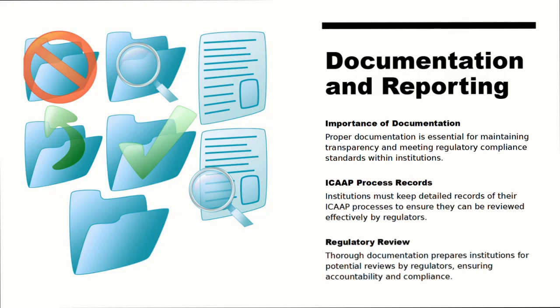Documentation and reporting. Importance of documentation. Proper documentation is essential for maintaining transparency and meeting regulatory compliance standards within institutions. ICAAP process records. Institutions must keep detailed records of their ICAAP processes to ensure they can be reviewed effectively by regulators. Regulatory review. Thorough documentation prepares institutions for potential reviews by regulators, ensuring accountability and compliance.